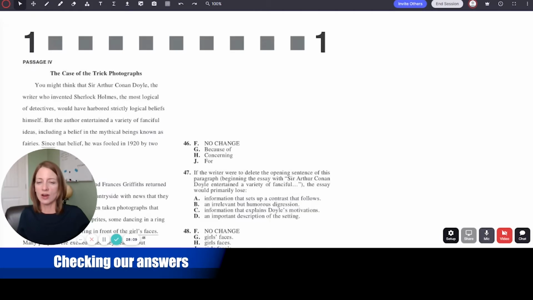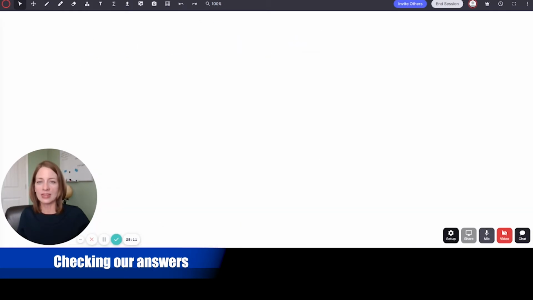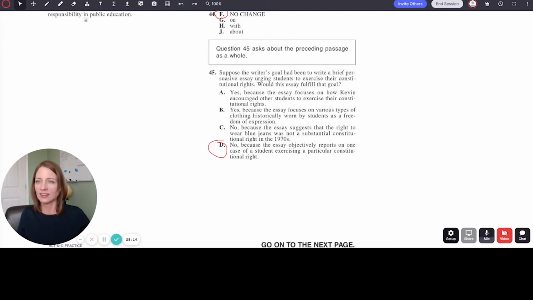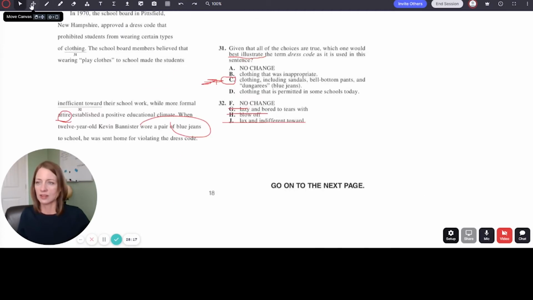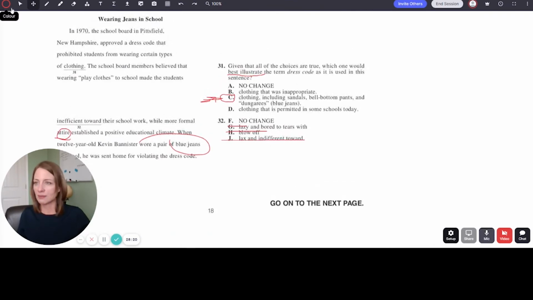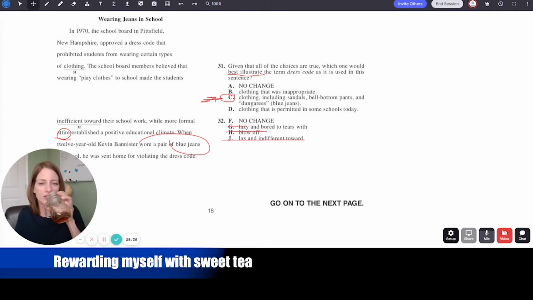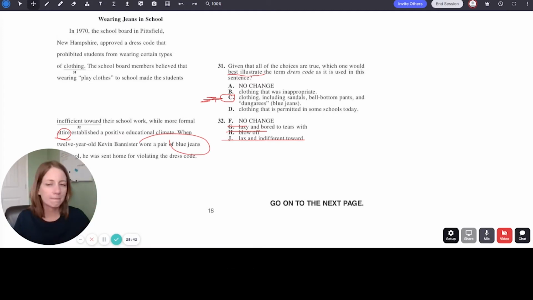All right. Because I want gratification, I'm going to go ahead and check out how this went for us. Let me pull out my blue color. I just like being able to reward myself with a blue. So let's see how we did on this passage. Okay, question number 31, C. Yes. Feeling good, like I should.